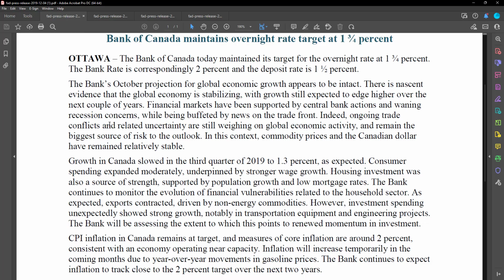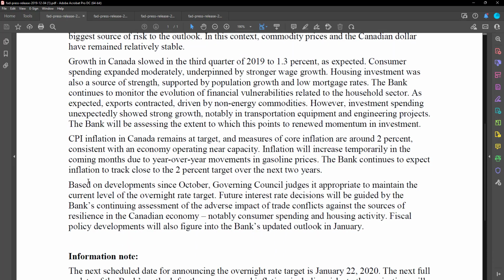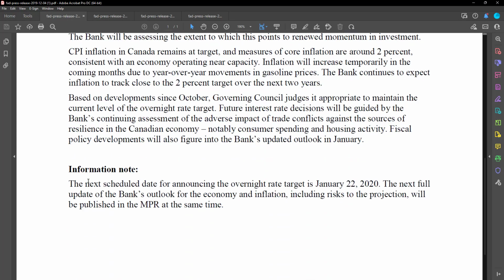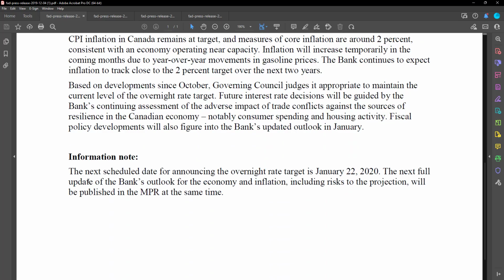Okay, so that's the first part of the statement. Now, the next part is here. Not a lot to read. Again, pause it, read it, highlight what you think the most important parts are. Okay, so you should have done that by now.